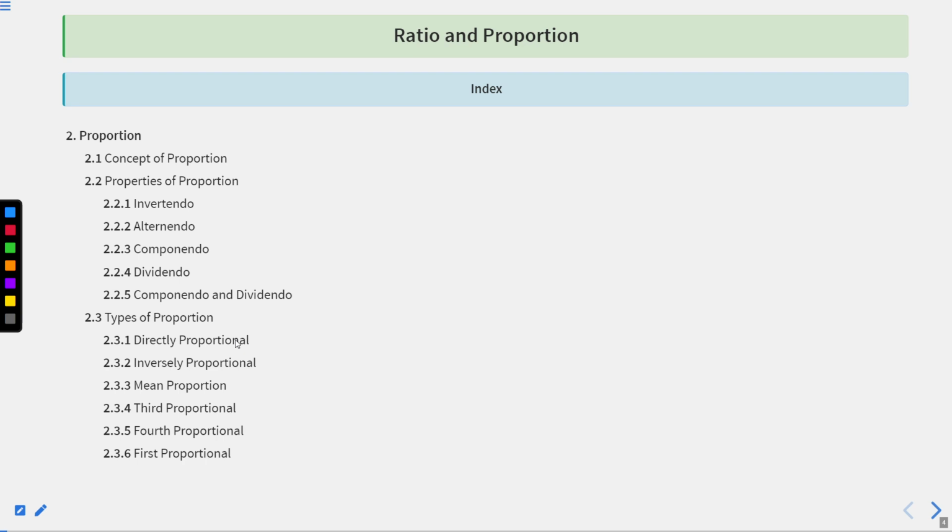And then in the second section, we are going to study proportions, in which we will first study the concept of proportion, and secondly, we will see properties of proportion, in which first we will see invertendo, alternando, componendo, dividendo, and componendo and dividendo. And in the third part, we will study types of proportion like directly proportional, inversely proportional, mean proportional, third proportional, fourth proportional, and first proportional.